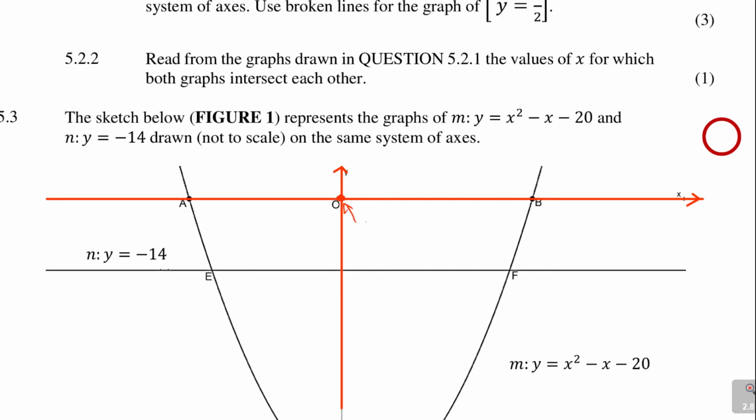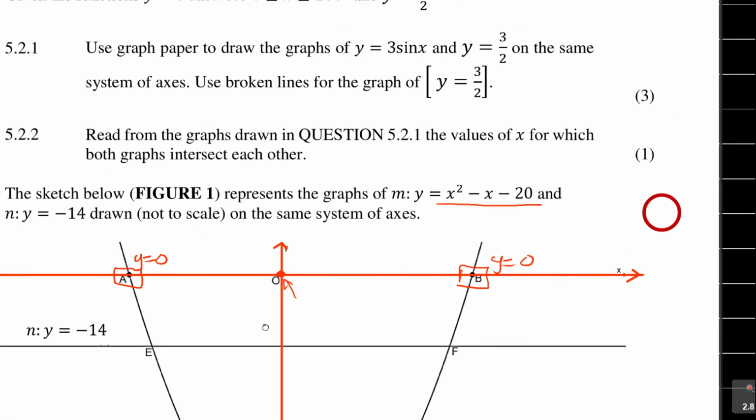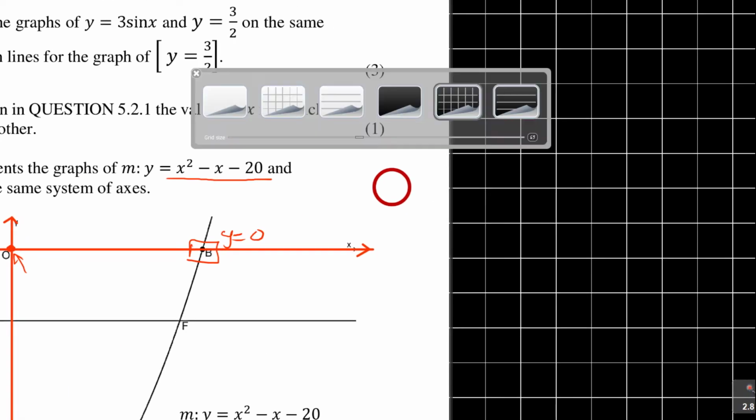This is the origin. So now, when they are asking about this point A and this point B, what they are saying is you need, at this point, what is it? Y is equal to 0. And even at this point, at A, y is equal to 0. So what you do, you need to solve for this equation. You take this equation.